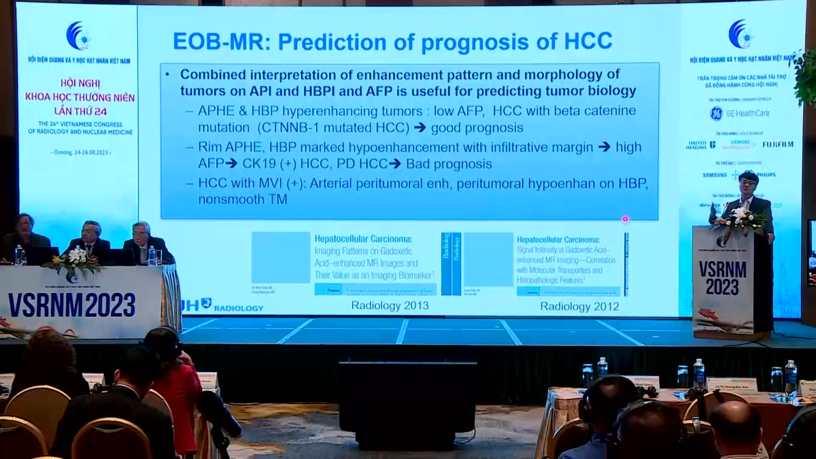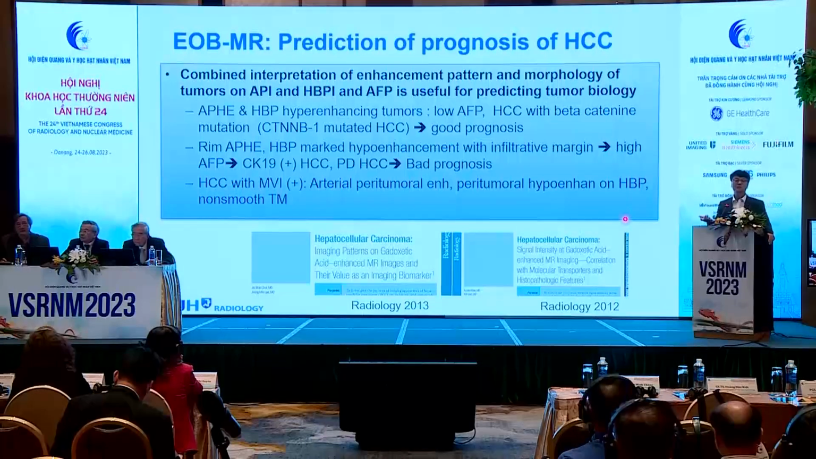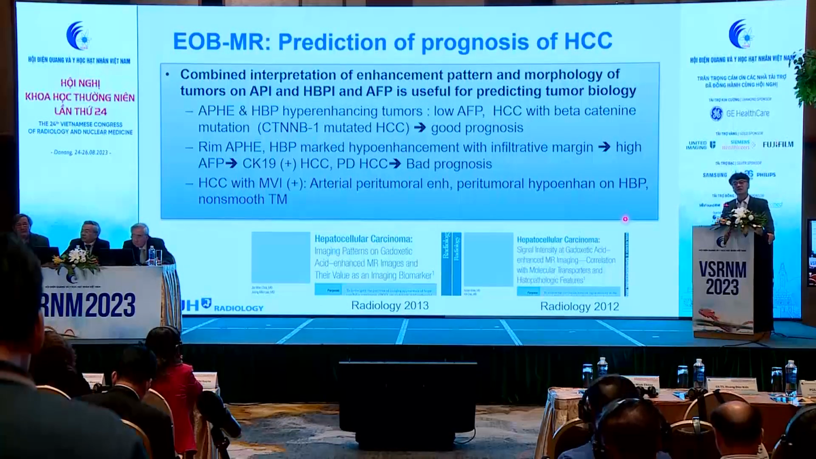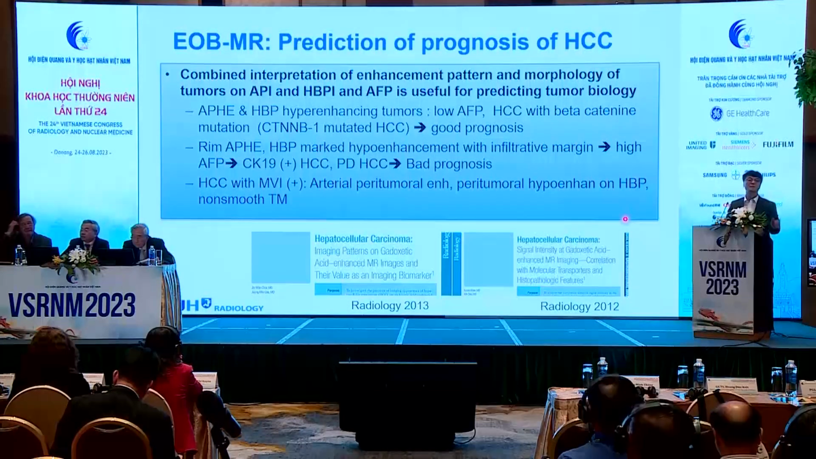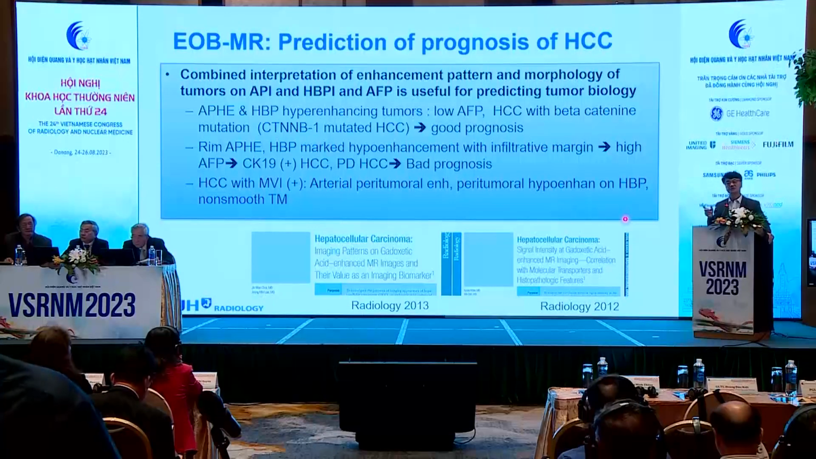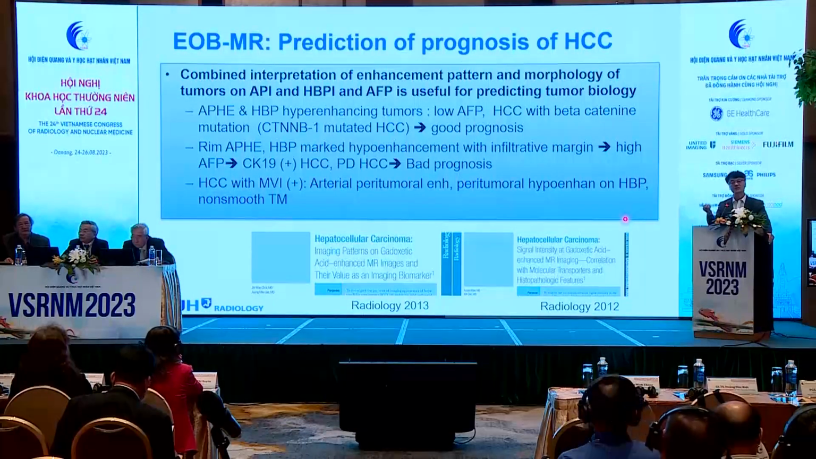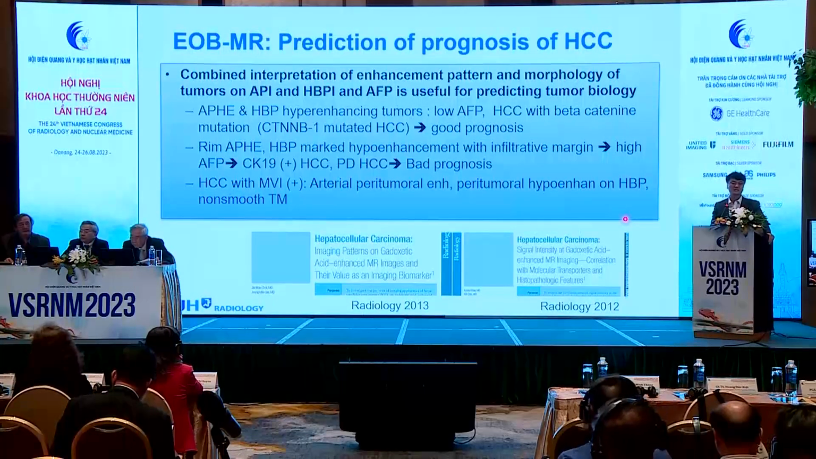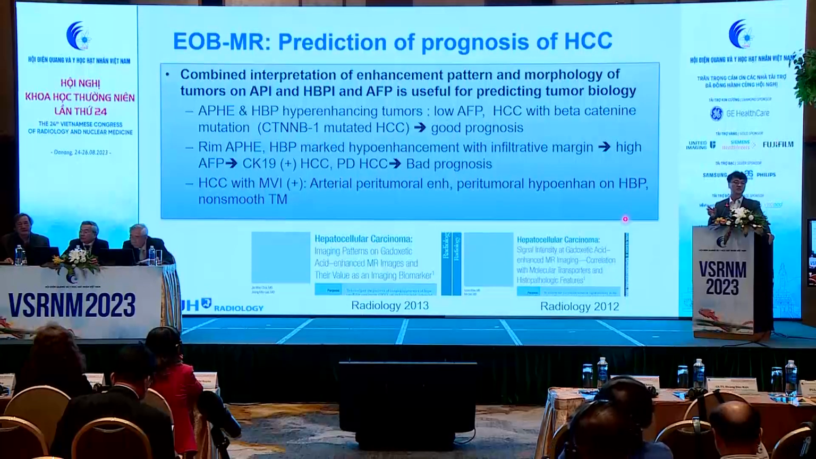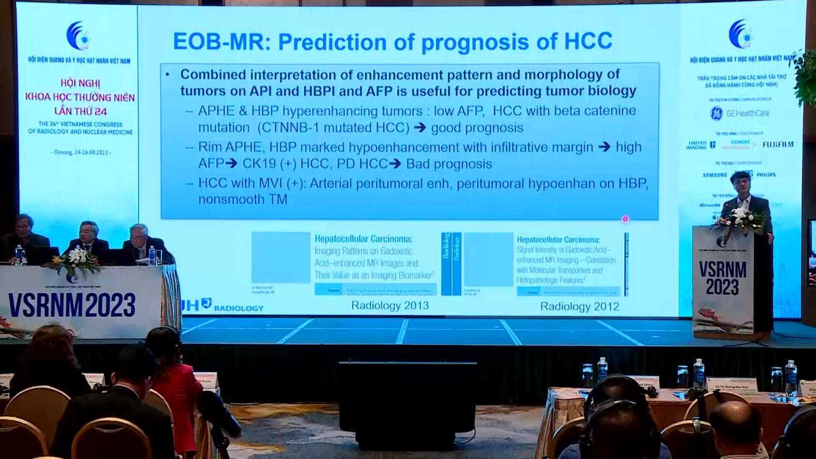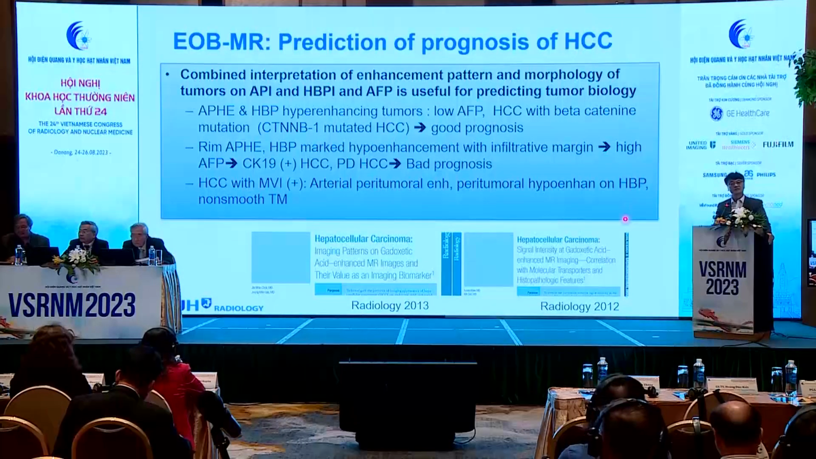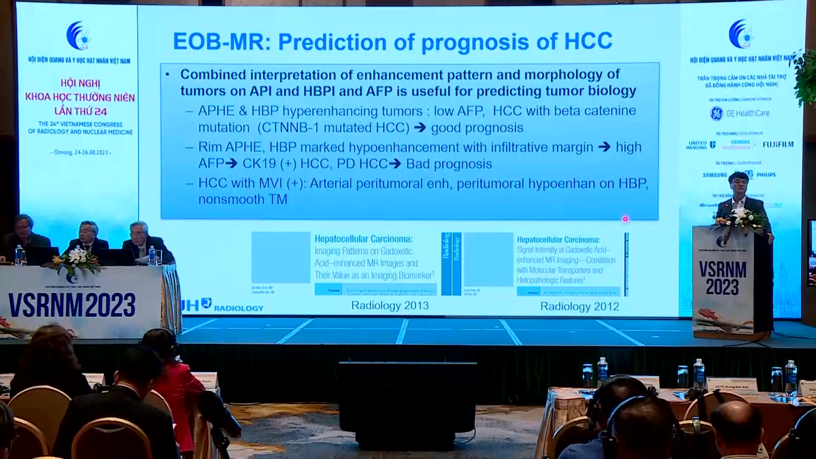And also, if you combine the tumor marker and the enhancing features of HCC on EOB-MR, you can predict the prognosis. For example, 90% of HCCs show hypo-enhancement on hepatobiliary phase imaging. 10% of HCC may show iso or hyper-enhancement on hepatobiliary phase imaging. The issue is whether these tumors may show different prognosis.